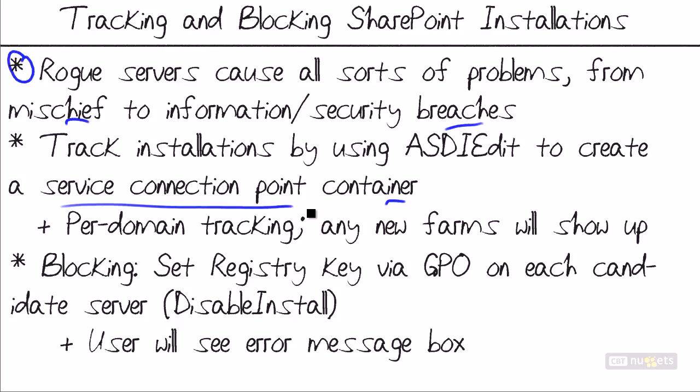SharePoint creates a service connection point for each farm in your domain, and this makes it easier for services to be advertised and users and processes to connect to those services in your environment. This again is per domain tracking. Any new farms that come up in your domain will be tracked, and you'll be able to see that occur.